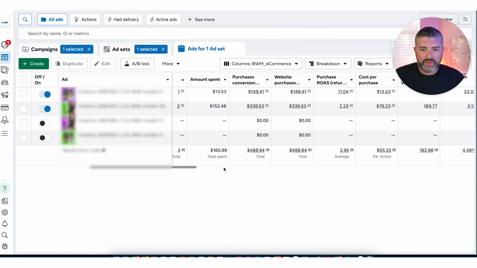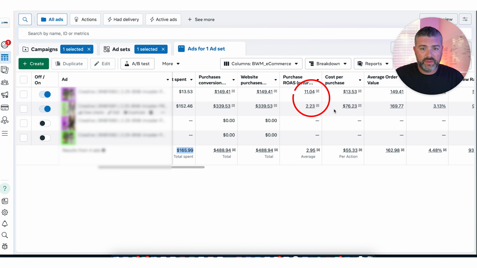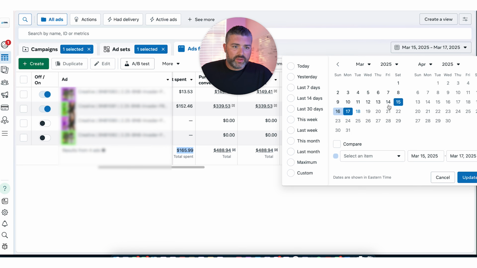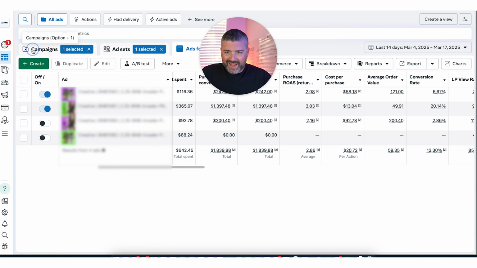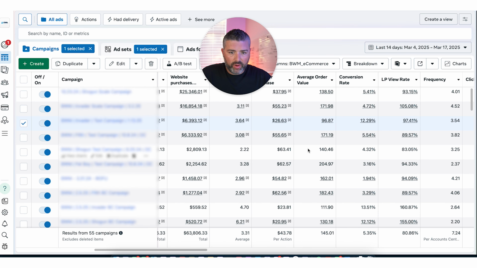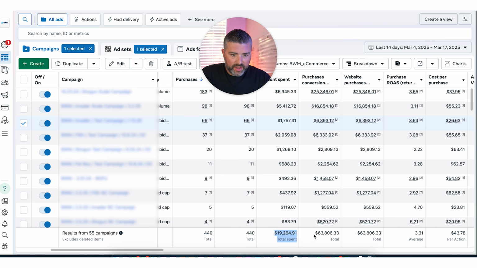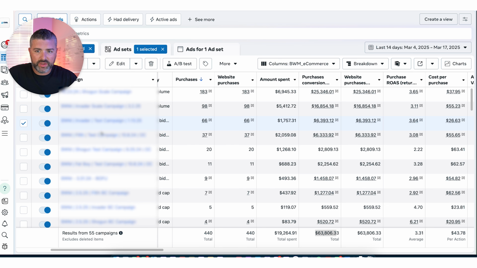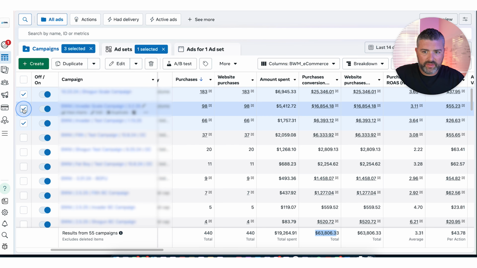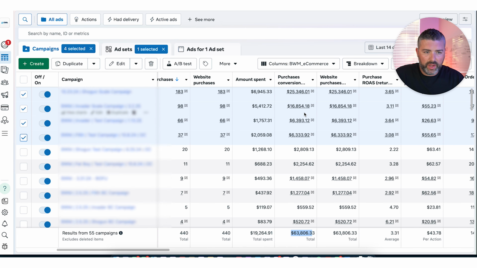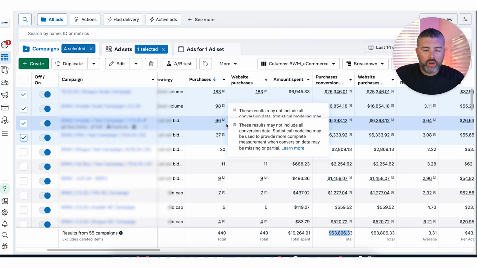Here's 2 more examples. Spend $165, not too much. 11x and a 2.23x. These are super important. Now, if we open it up, you can start to see more of a trend line, 14 days, to establish overall performance of a 3.31 coming in, 20K spent, 63K generated in platform. And you can see the ones that we just looked at. This campaign and this campaign are all well over a 3 over the last 14 with volume coming through.